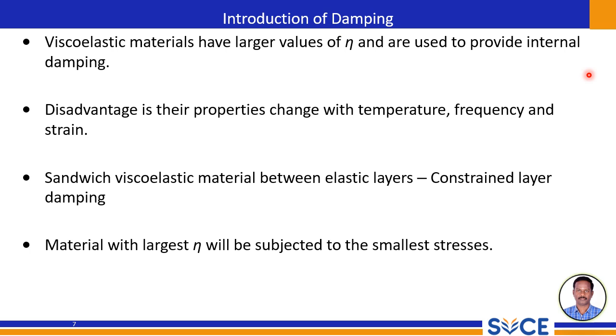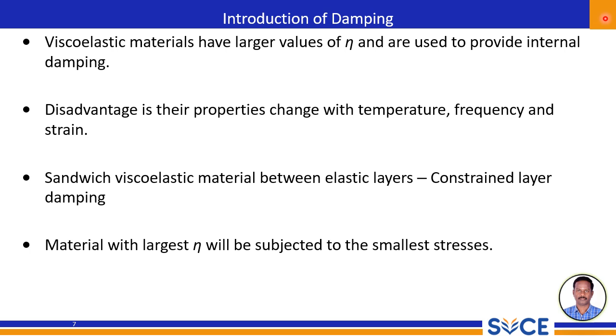Now, let's delve into a specific type of material that is particularly effective for providing internal damping, that is viscoelastic materials. The viscoelastic materials have larger values of eta and are used to provide internal damping. Remember, the eta are used to provide internal damping. Our loss factor is a measure of damping. Viscoelastic materials like rubber or certain polymers have a high loss factor, meaning they dissipate a significant amount of energy when deformed.